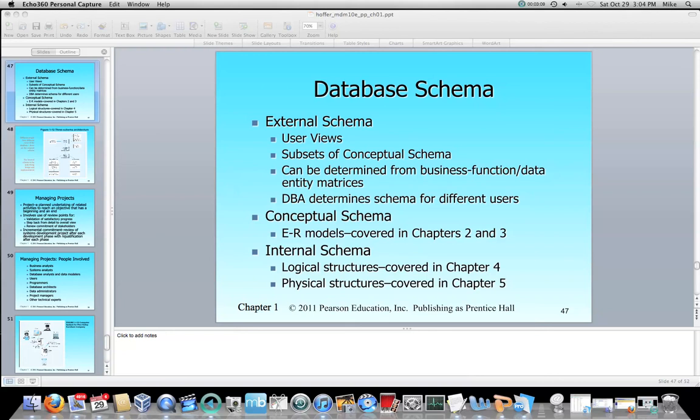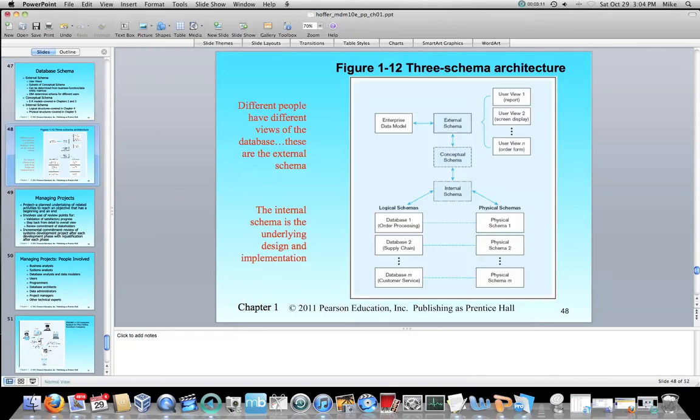Just to show you what it might look like, the three schema architecture, right? We've got the external schema, and again, there's that enterprise data model, right? So we're external, it's a high level look at things. We've got reports, screen displays, a data entry order form, things like that. So different people have different views of the database. That's the external schema. We talked about the conceptual schema, and then the internal schema are the logical and the physical. So we've got various databases, perhaps.